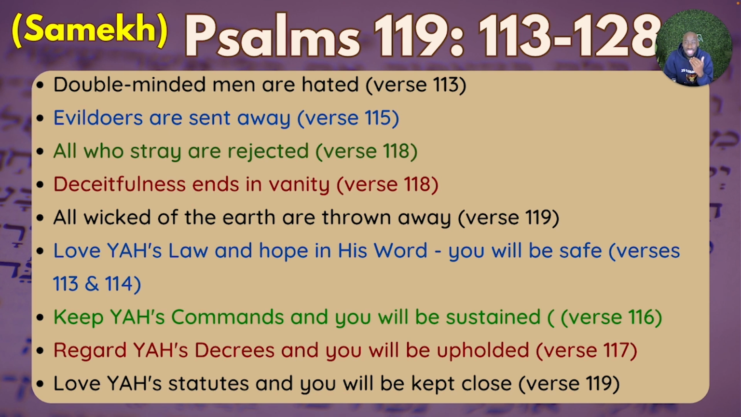David is claiming that Yah hates double-minded men. He's saying that evildoers are sent away. All who stray from Yah's statutes are rejected. Deceitfulness, which means lying, ends in vanity. All the wicked of the earth are thrown away, it says in verse 119. Going back up to verse 113 and 114.